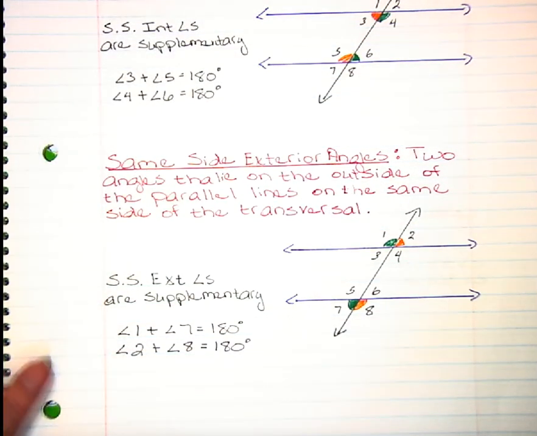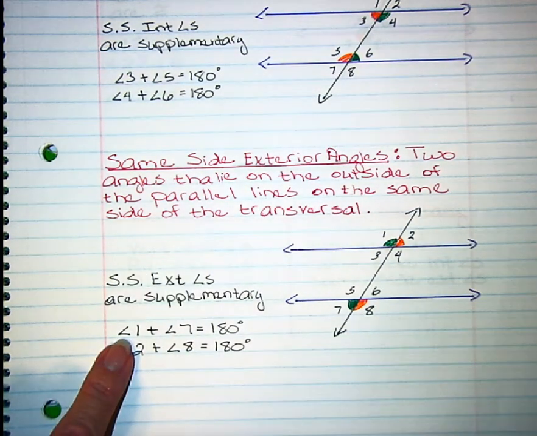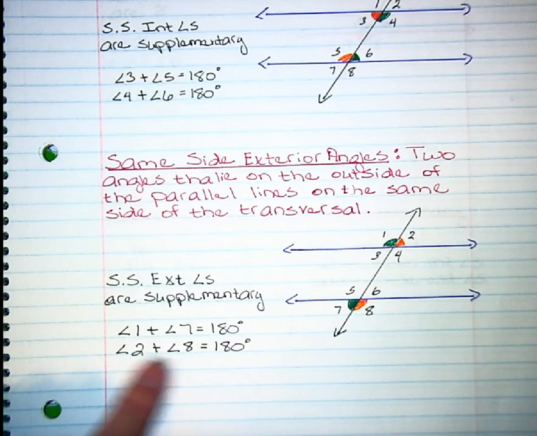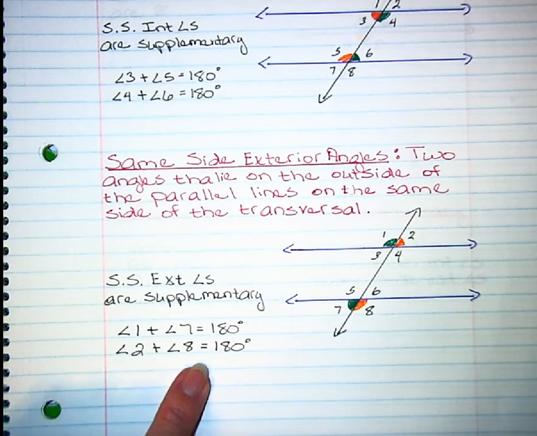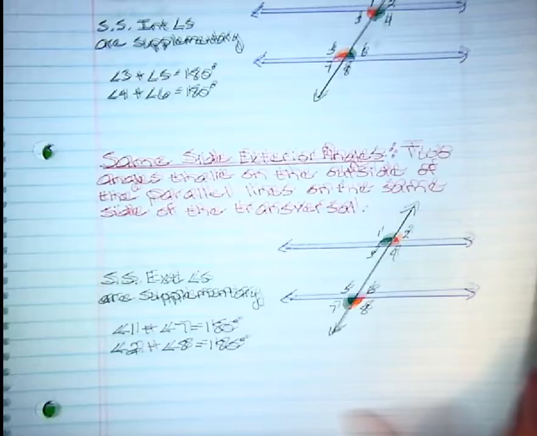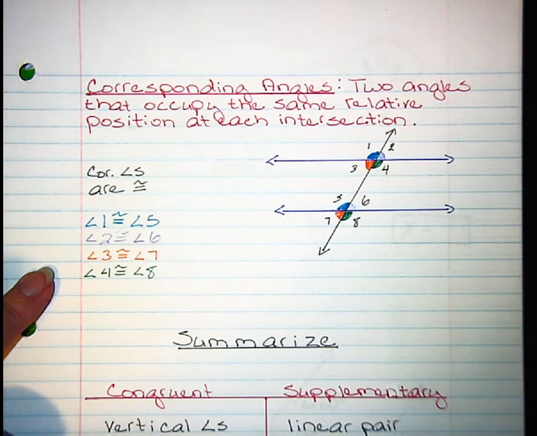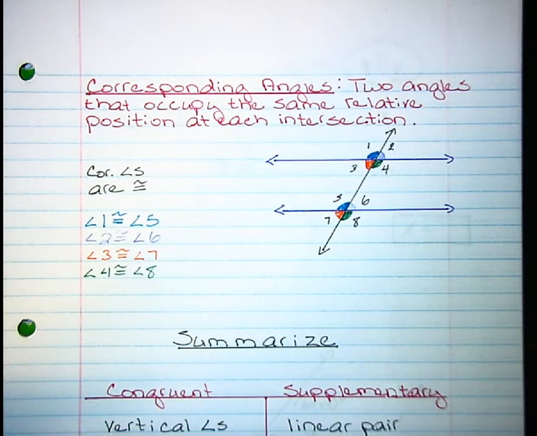What you need to make sure that you remember is that they are also supplementary. So angle 1 plus angle 7 equal 180 degrees, and angle 2 and angle 8 equal 180 degrees. All right, let's look at one last relationship that you need to make sure you're aware of, and that's corresponding angles. All right, corresponding angles basically are in the same position.